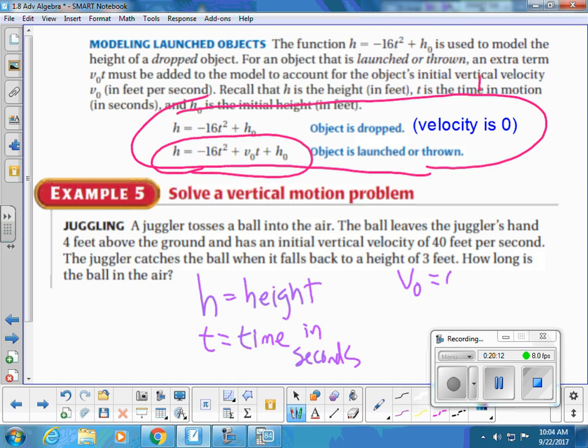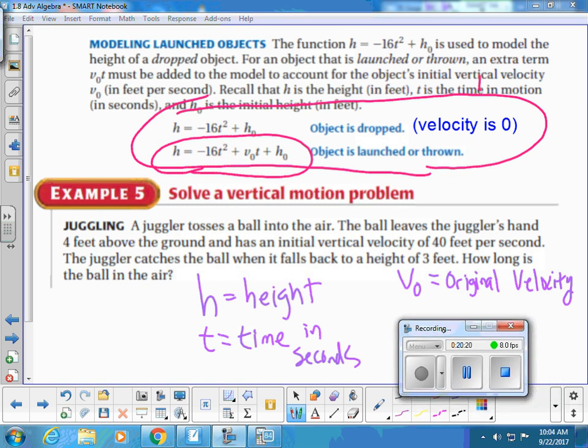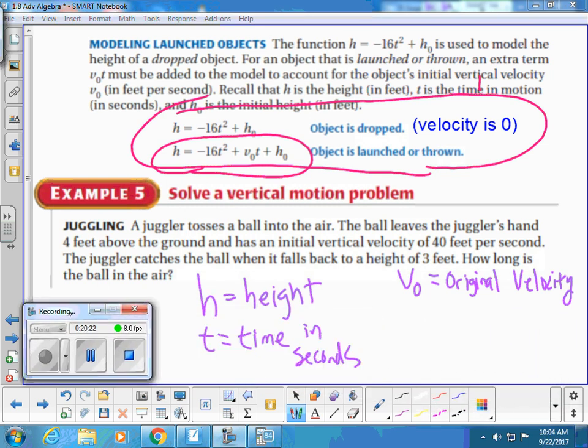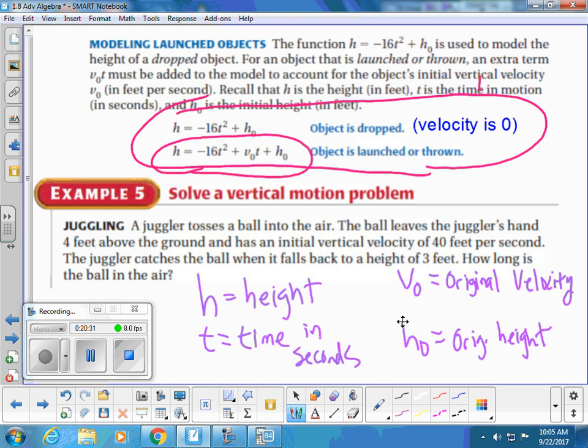VO is original. The O normally means original. So original velocity, that's an original speed. And then HO is original height. Why don't they make it OH and then OV? I don't know. They just do the O for the subscript for original.